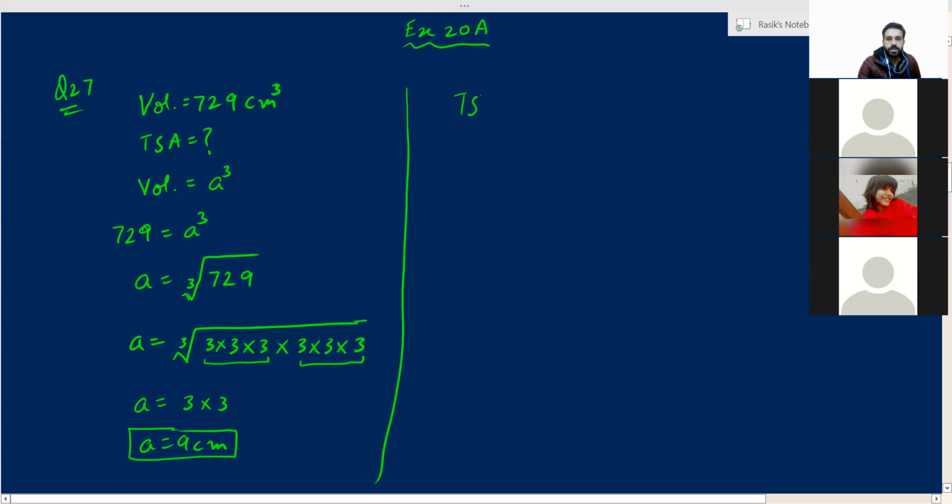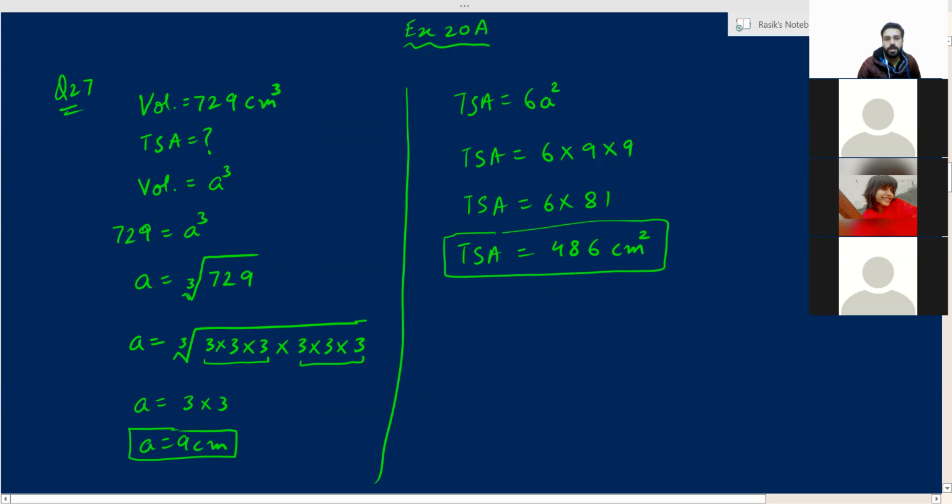Now the total surface area. Total surface area is 6a square. This is the formula. So 6 into 9 into 9. 6 into 81. What is the product? 6 8s are 48, 486 centimeters square. I hope you all are writing the units correctly. This is surface area, that is why the unit is centimeter square. In case of volume, the unit is centimeter cube.